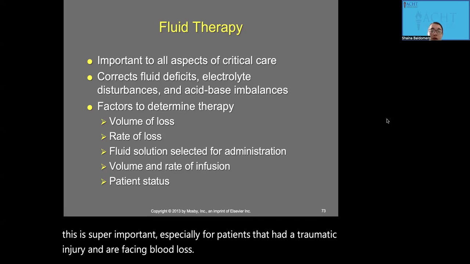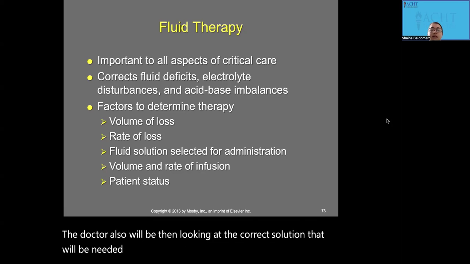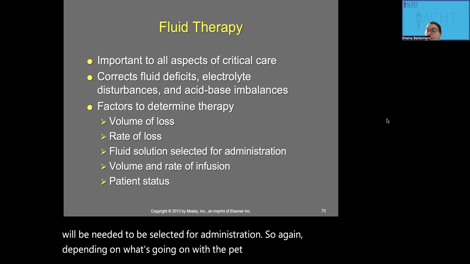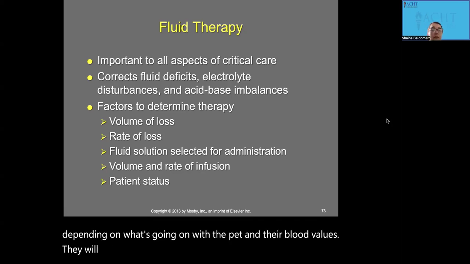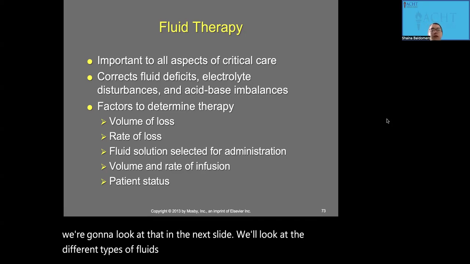The doctor also will be looking at the correct solution that will need to be selected for administration. So again, depending on what's going on with the pet and their blood values, they will determine the type of fluid that we'll be giving. We're going to look at that in the next slide. We'll look at the different types of fluids, the crystalloids versus the colloids.